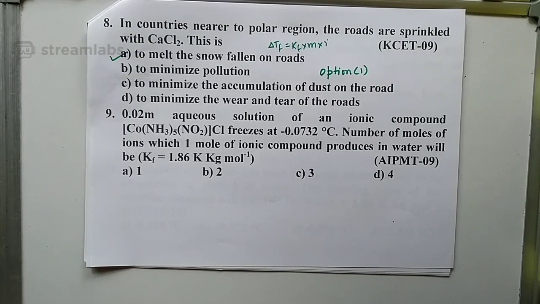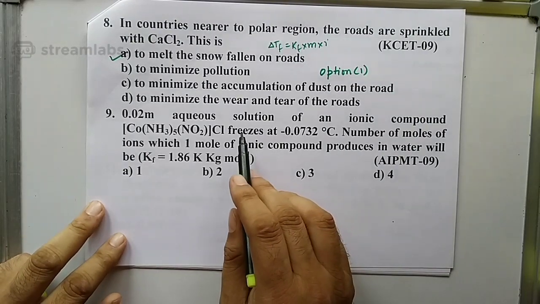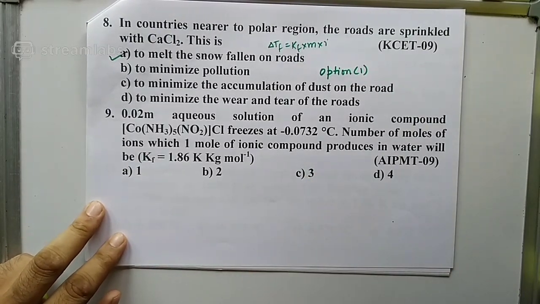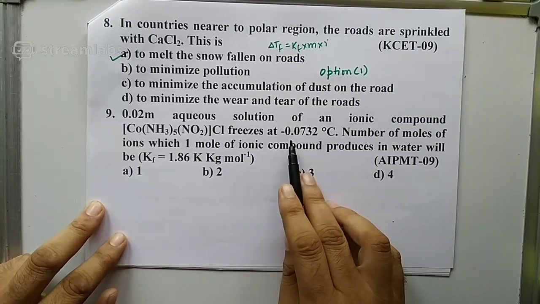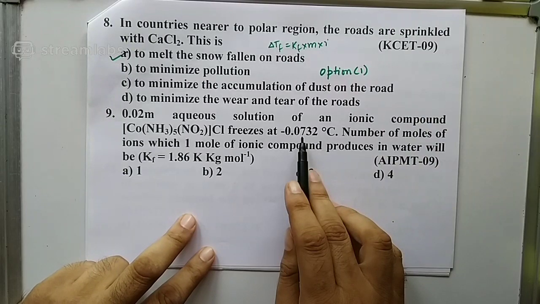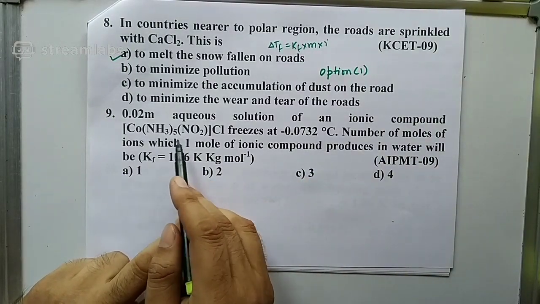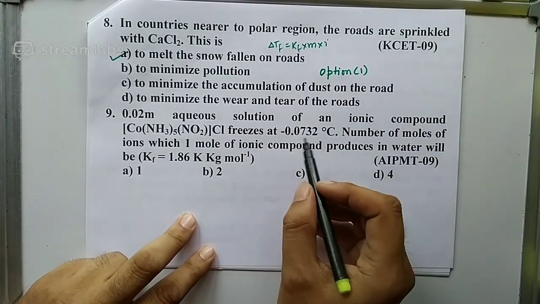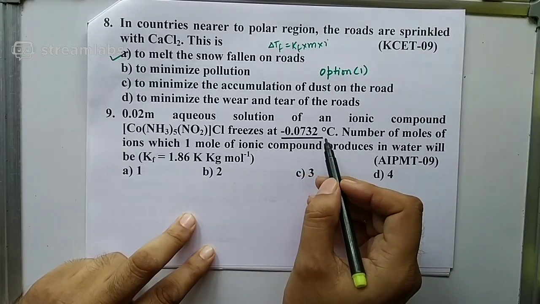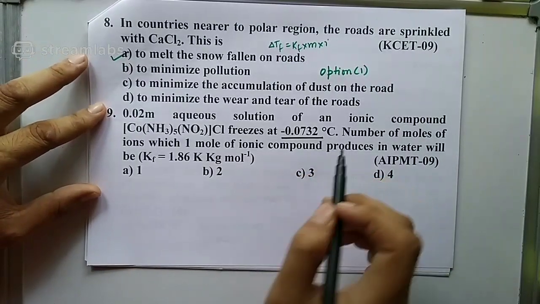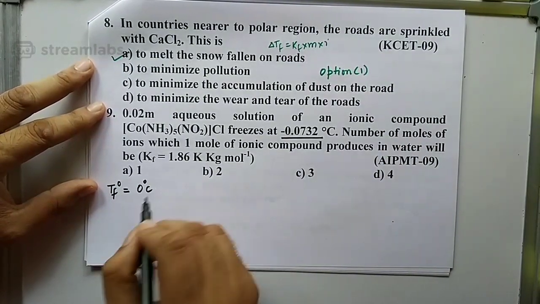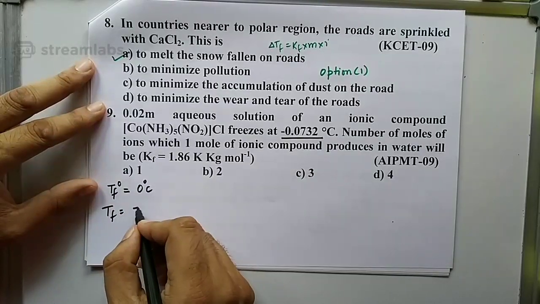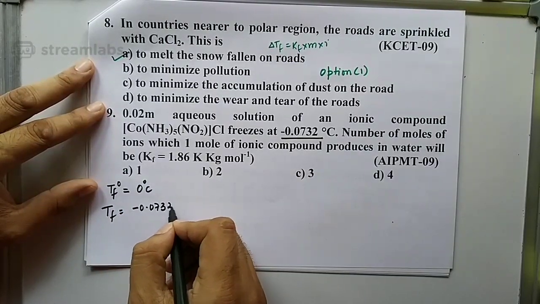A 0.02 molar aqueous solution of an ionic compound, Co(NH3)5NO2 Cl, freezes at minus 0.0732 degrees Celsius. It means that we know what is TF naught for water, 0 degrees Celsius. What is TF? They have given minus 0.0732.